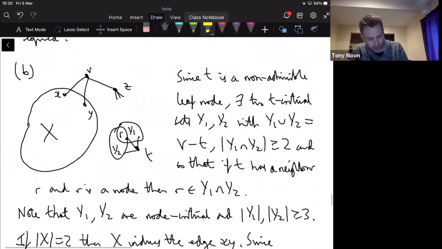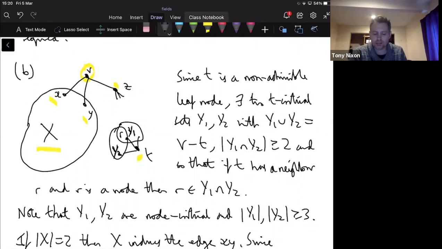Okay, so again, we have a non-admissible node V, 2 neighbors X and Y are in some node critical set, so the degree of Z is at least 4. We have a non-admissible leaf node T. T is non-admissible, so there exist T critical sets. This is a node critical set Y2 and a node critical set Y1 for 2 of the pairs of the edges and of the neighbors, sorry.